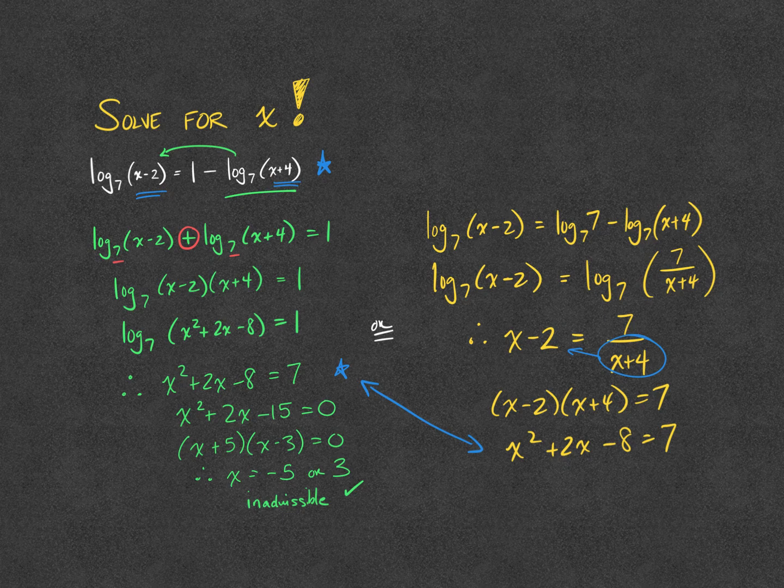The green and then the gold. The green used a single log equal to a number to change that into a polynomial. The gold used equivalent logs. Both pretty efficient. Okay, there's your solution.